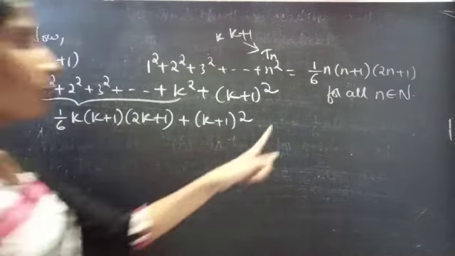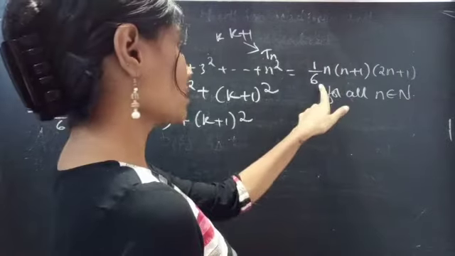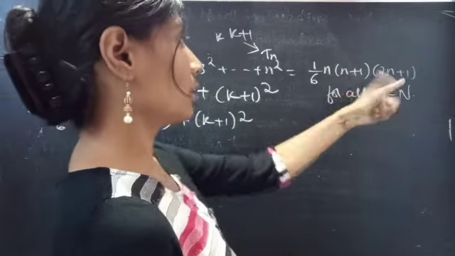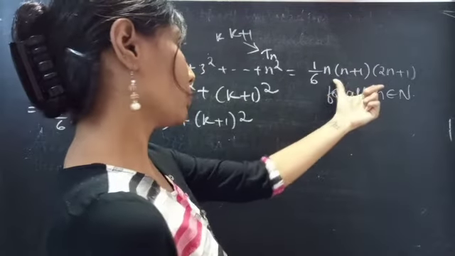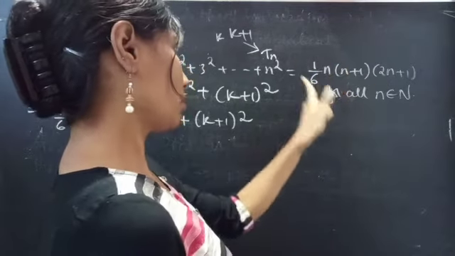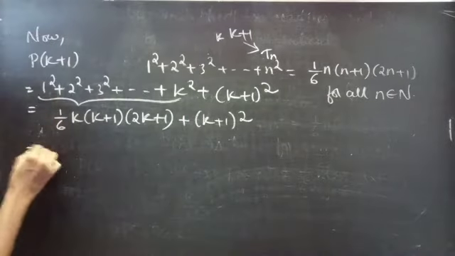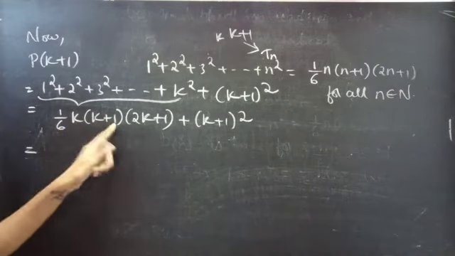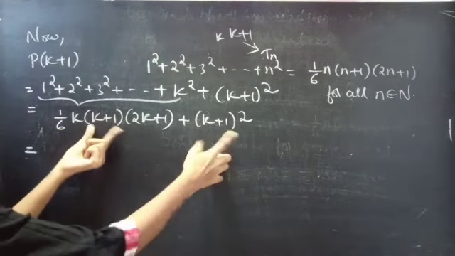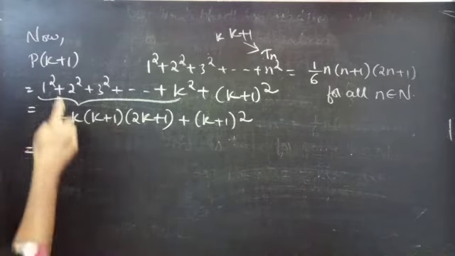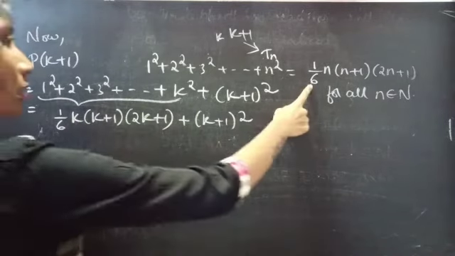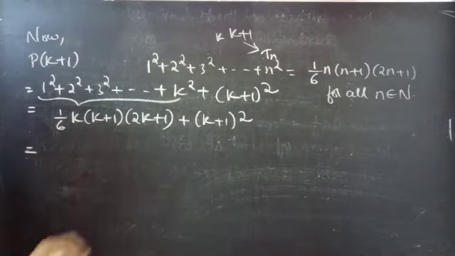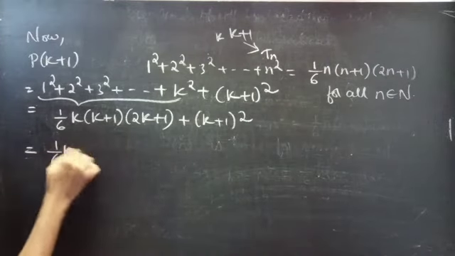See, we have to get 1 by 6 for n equals k plus 1 in the RHS. So what we'll do is take 1 by 6 into k plus 1 common. You're having k plus 1 in both the terms, okay? Since we need 1 by 6 here to get the RHS, we'll take 1 by 6 and k plus 1 common.